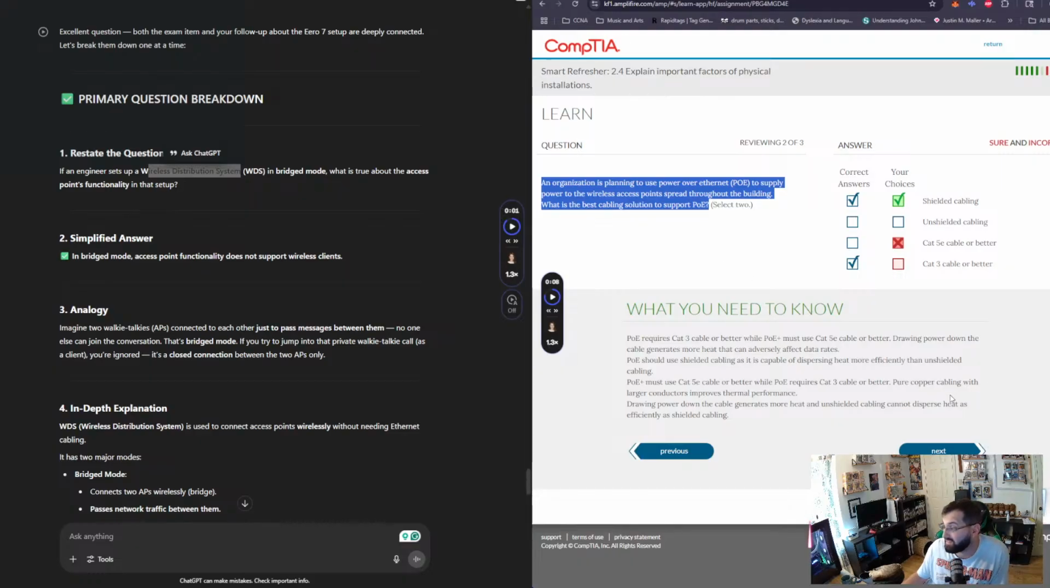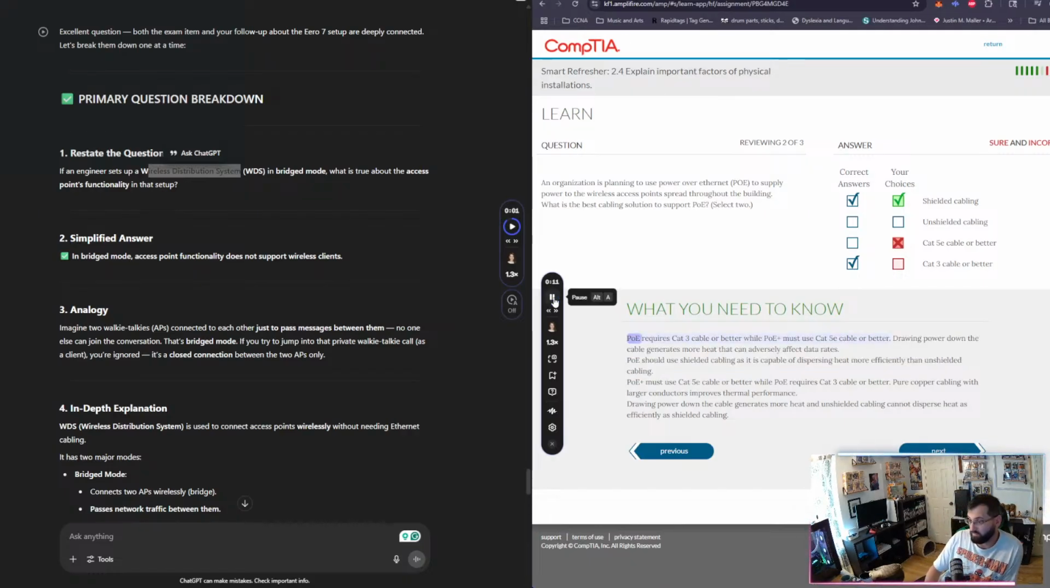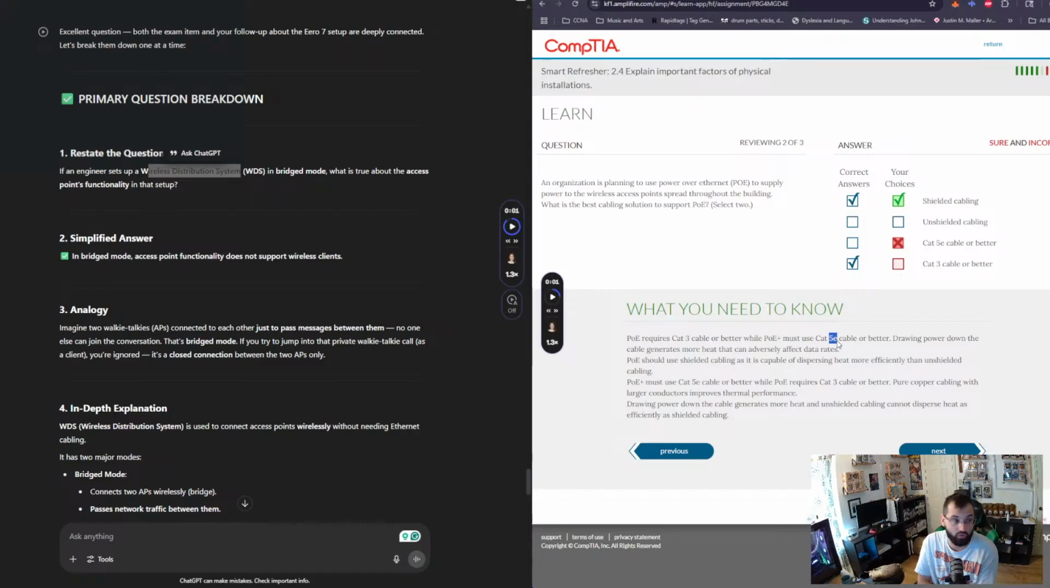It's going to say a Cat 3 or better? PoE requires Cat 3 cable or better, while PoE Plus must use Cat 5. Okay. But everything is PoE Plus. Very few things, if anything at all, is just PoE. So yes, technically it requires Cat 3 or better, the standard that everyone has. Now, Cat 6 is the standard now. However, Cat 5 was the standard for, I don't know, 10 years. So everybody and their dog has a Cat 5 cable.